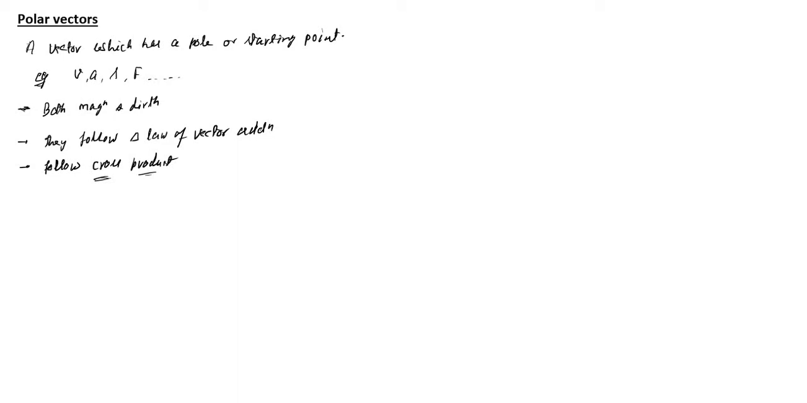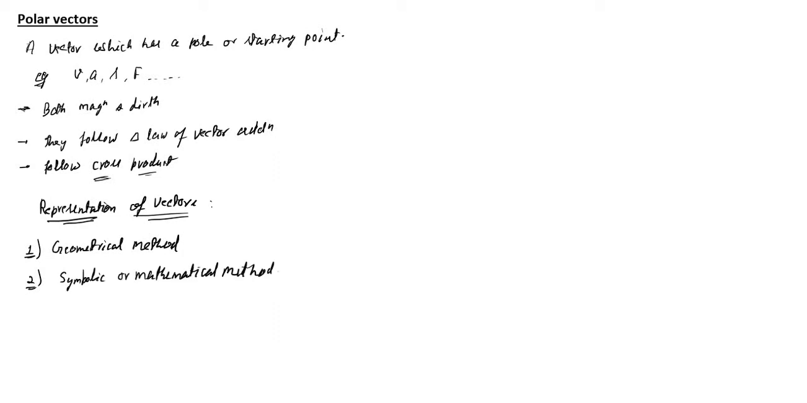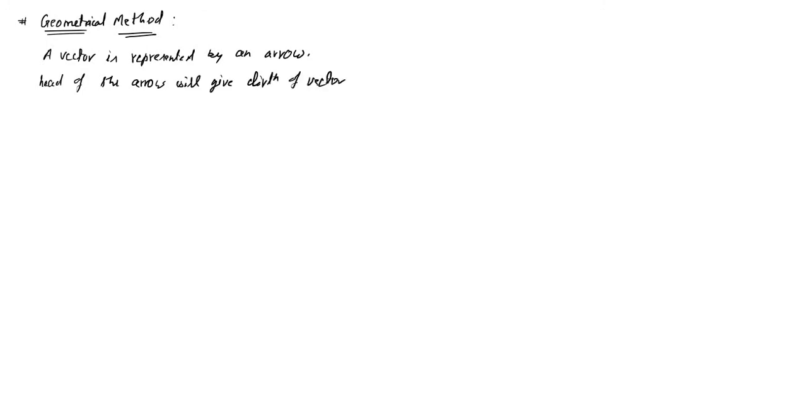Now let us study representation of vectors. There can be so many ways in which vectors can be represented, but we will study only two methods of representation. First method is geometrical method and second one is symbolic method or mathematical method. So let us first study geometrical method. In geometrical method, a vector is represented by an arrow, in which head of the arrow will give direction of vector and length of arrow will give magnitude.